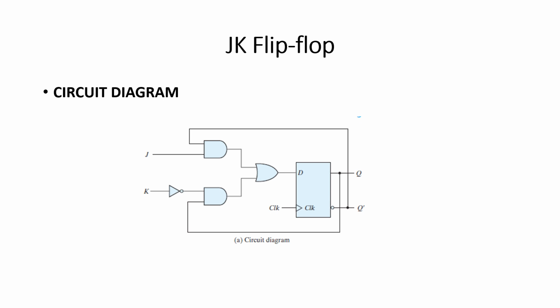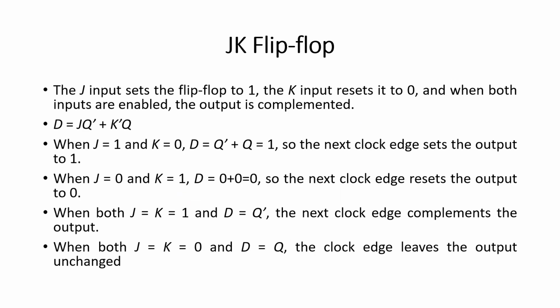This is the JK flip-flop. The JK flip-flop is similar to the SR flip-flop. The two inputs are used, and they are also connected with the D flip-flop, and clock pulses are used in the JK flip-flop. In the JK flip-flop, the negative edge clock sets the output to 1.